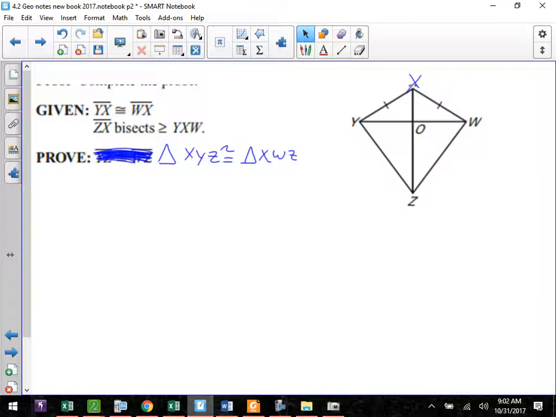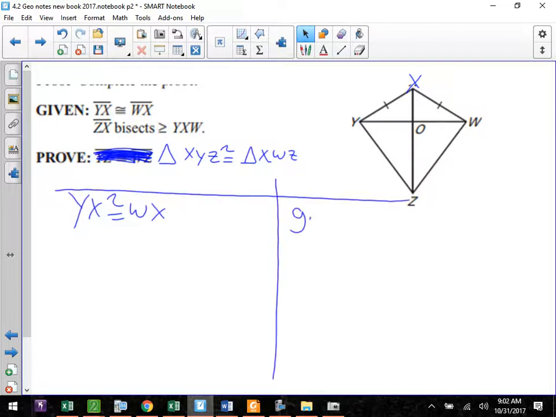Where do you always start? Given. So you write out your given. We mark our diagram. So we have YX, WX, ZX bisects angle YXW.